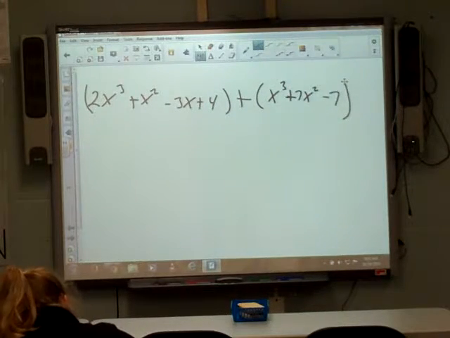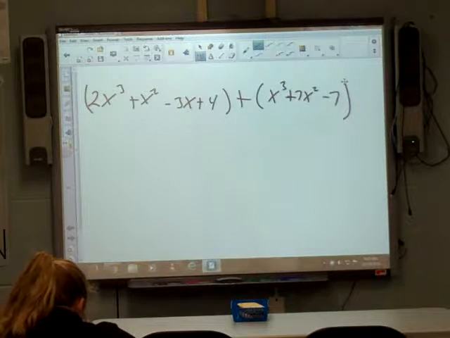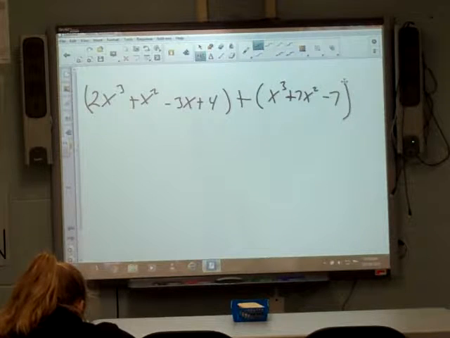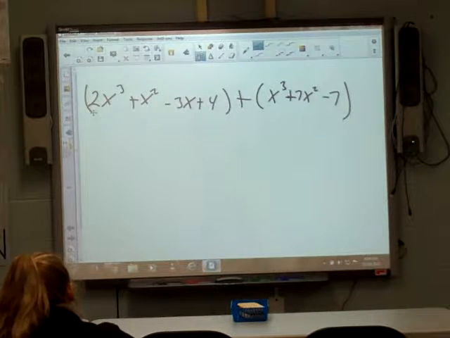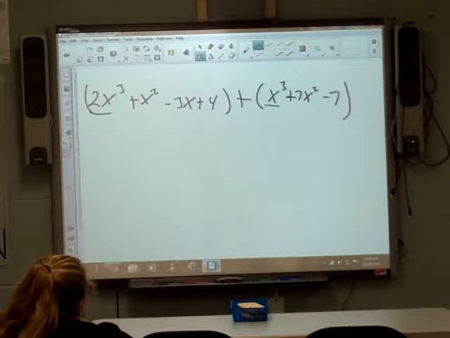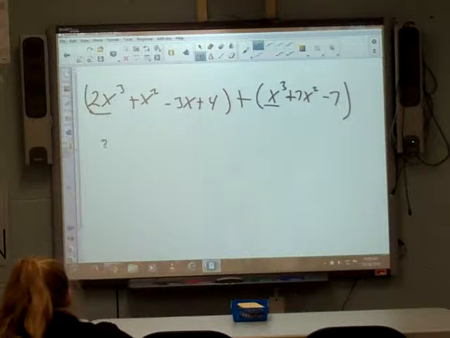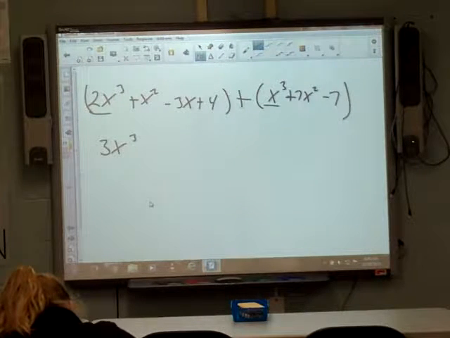I just always choose whichever way it's already written. So if I saw it written like that and was told to add, this is when I say I'm going term hunting. In the first parentheses, I've got a 2x cubed, so I hunt for an x cubed in the other parentheses. Is there one? Yeah. So 2x cubed plus 1x cubed gets me 3x cubed. The power stays the same when you add or subtract.